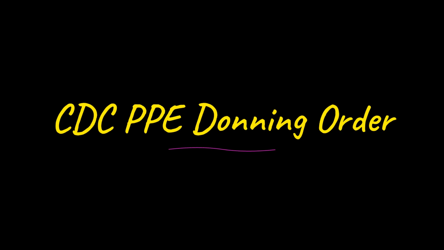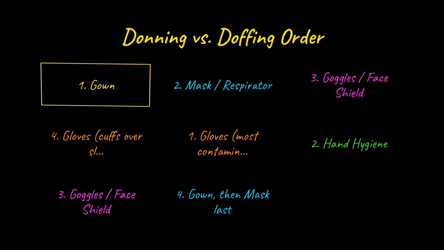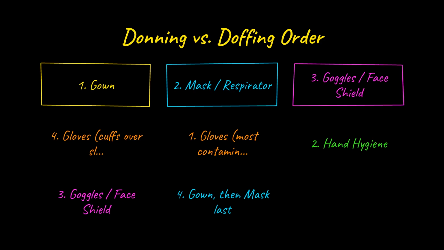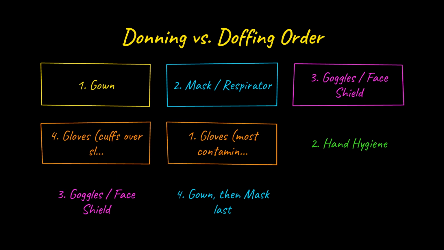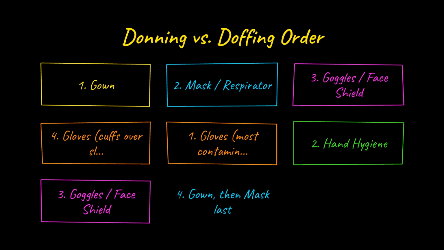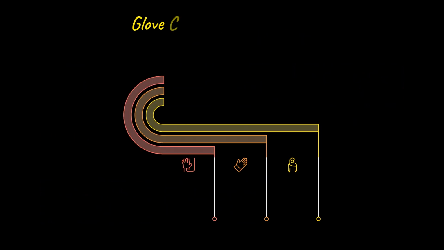Before entering an isolation room, the CDC specifies an exact order for putting on personal protective equipment. This sequence isn't arbitrary. It's designed to build a continuous, unbroken barrier across the body without disturbing pieces that are already in place. Donning follows gown, mask, goggles, then gloves, with the glove cuffs extending over the gown sleeve to seal the wrist. Doffing reverses the rationale. Gloves come off first because they are the most contaminated, and the mask comes off last because the face is most vulnerable to contamination during removal.